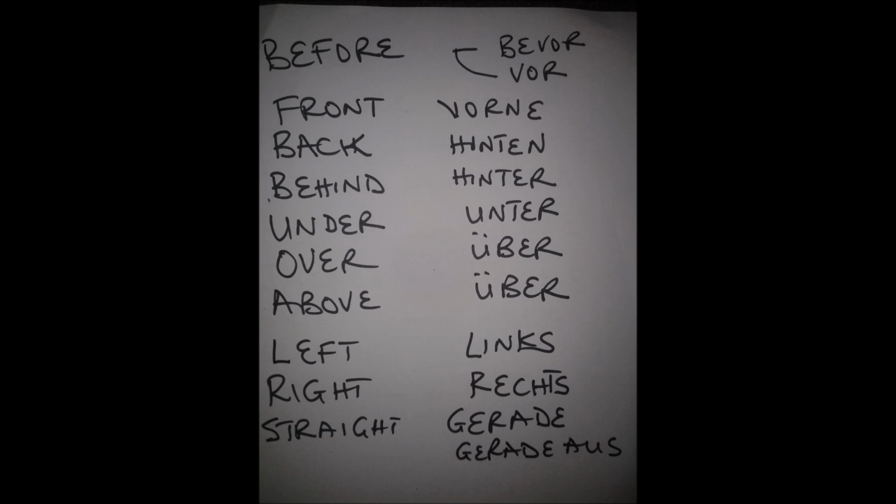Left is links. When they say, turn left, they say links. Right is rechts. When they say, turn right, they say rechts. Then you want to say, go straight. You say, geradeaus. That is straight. You have to learn this one, very important. But they say it very fast. Geradeaus. That means straight.